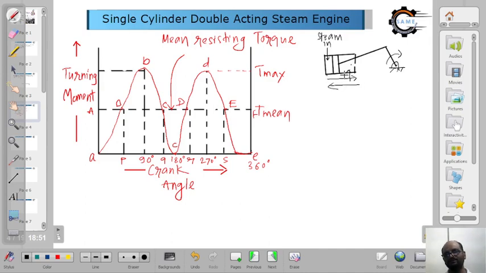From this position to this position, when it travels 180 degrees, that is pi, we get one power stroke. Again, from this end to this end, when it goes back in reverse, we get power also. Means in both strokes we get power in a double acting steam engine. This is the principle on which it works. And this is the angle theta made by the crank, right?